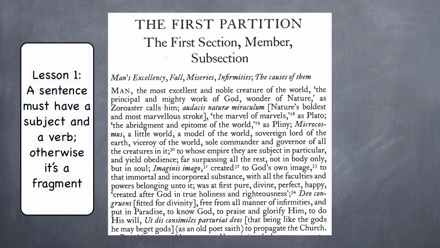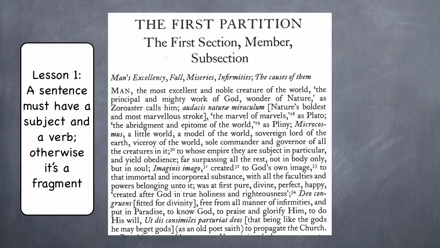Okay? So lesson 1. A sentence must have a subject and a verb, because otherwise it is a sentence fragment. So if a sentence is missing either the subject or the verb, it is a sentence fragment. In other words, it is not a sentence. It is an incomplete sentence, which makes it not a sentence at all. This is a sentence. And in fact, it is a very beautiful sentence and a very powerful sentence. But let's see how it is constructed, and let's see if we can spot the subject and the verb here.